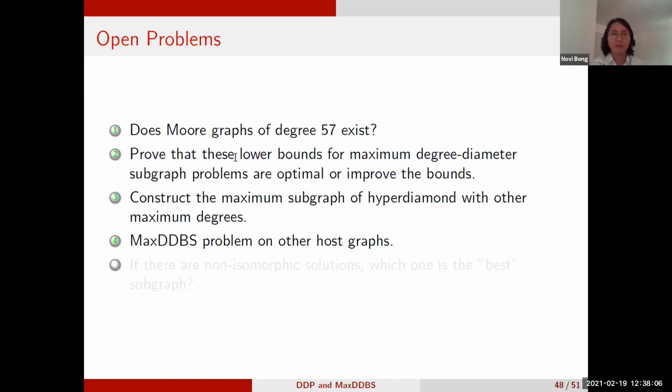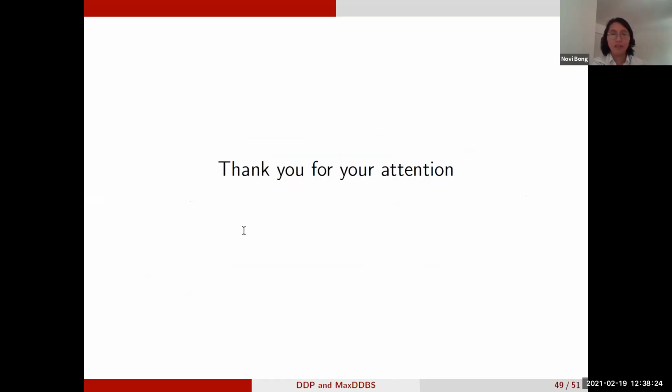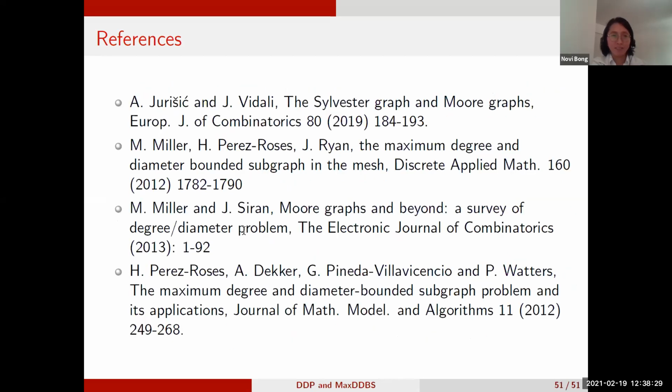Pick your favorite host graph and see what is the maximum subgraph you can construct. And then we also have, if we have two solutions, what is the best way to define the better subgraph or construction? Okay, I think that's all from me today. Thank you for your attention. And these are the references.